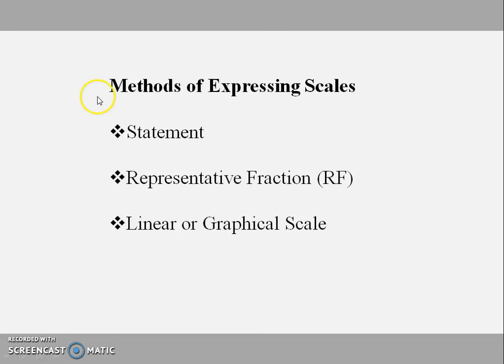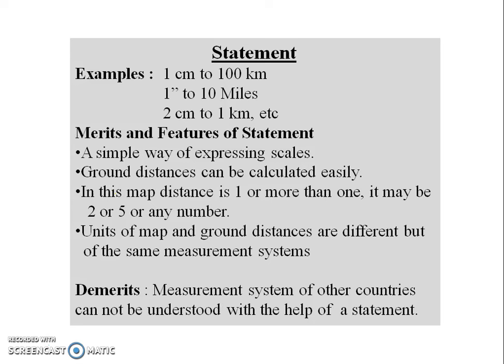So now, we come to the methods of expressing scales. There are three ways by which we can express scale. These are simple statement. The second one is representative fraction, popularly known as RF. And the third is linear or graphical representation. In any good quality standard maps, graphical representation is always depicted along with the RF. In fact, graphical representation is shown with the help of a statement.